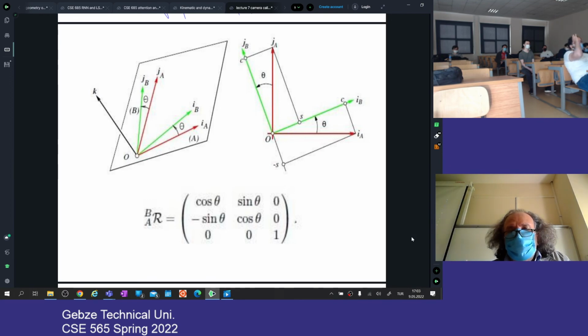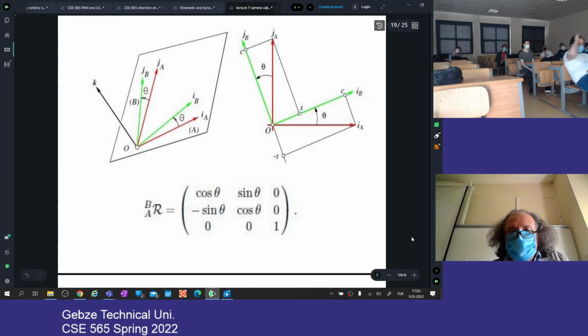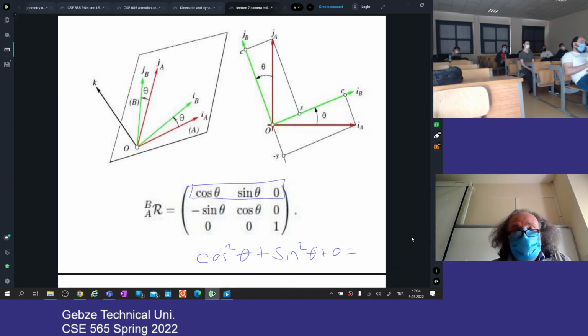The rotation around the z-axis, rotation transformation. And in fact, if I multiply this by itself, cosine square theta plus sine square theta plus 0. You guys remember this, right? 1. Well, 3 people said 1. Okay, good. The first answer from today, without pushing it.